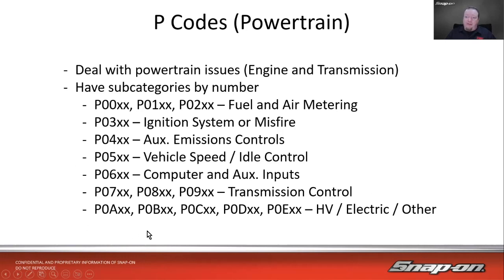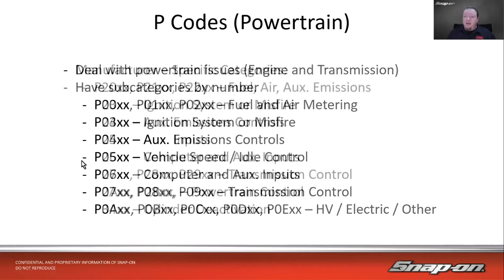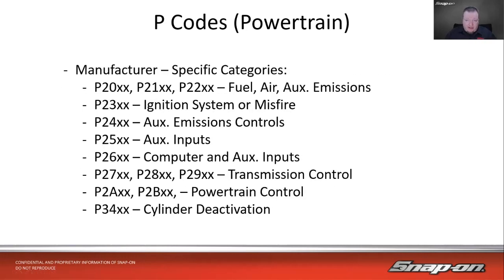So these are the OBD2 code descriptions, right, from the OBD2 standard. The manufacturers can also have specific categories as well, and they go through the same basic format, except in this case, we start with a leading 2 or a leading 3, depending on the manufacturer. But fuel, air, and auxiliary emissions, ignition systems, aux emissions controls, computer and auxiliary inputs, transmission controls, the 789, just like before. A's and B's are in powertrain control, and then we get a 3000 code, which I was able to find for cylinder deactivation there.